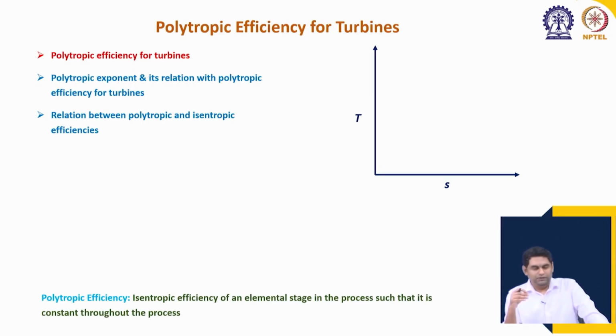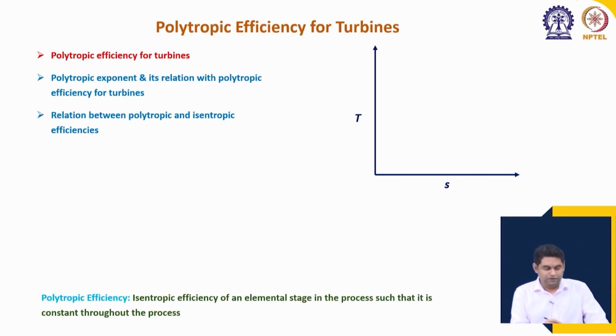So, the important points that we will cover today are polytropic efficiency of turbines, how it is defined, then the polytropic exponent and its relation with polytropic efficiency for turbines, similar to what we have done for compressors, but we will have different expressions and different derivations. And then we will again try to relate polytropic efficiency and isentropic efficiency, but this time again for turbines.